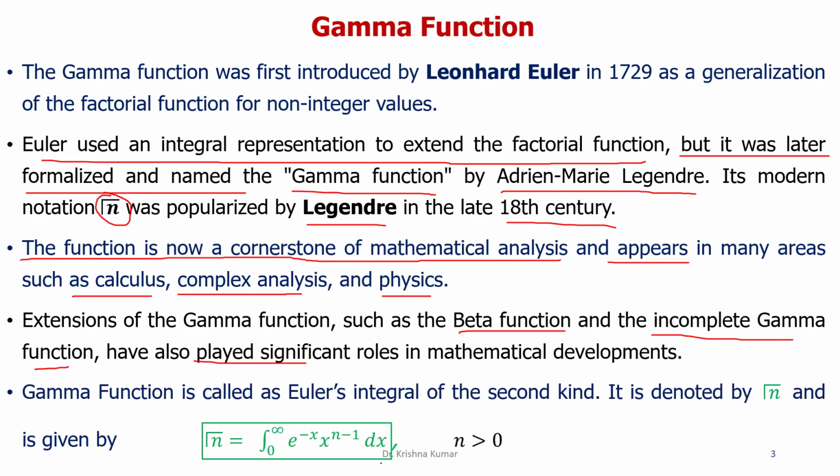The gamma function is called Euler's integral of the second kind. It is denoted by gamma of n and given by gamma of n is equal to the integration of e to the power minus x, x to the power n minus 1, under the limit 0 to infinity with respect to x, where n is always a positive number.